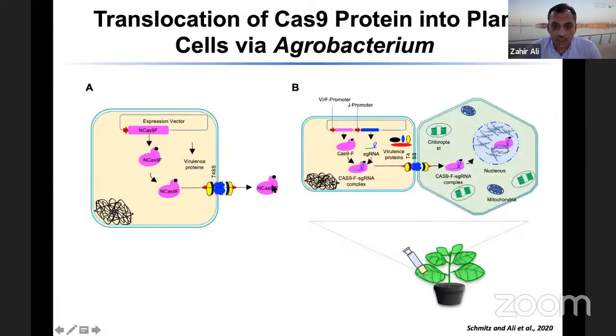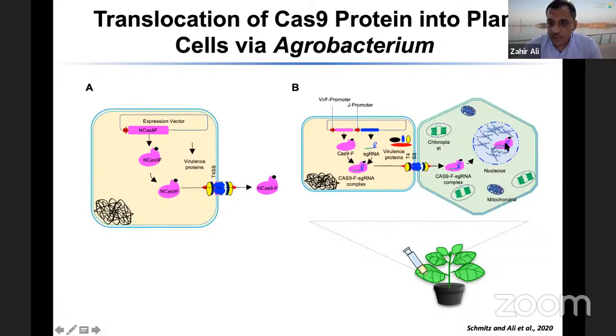And specifically, if we produce the sgRNA also, this complex is produced in agrobacterium, and as a complex, there is no DNA or anything else, only RNA and protein, and then it's translocated into the plant cell. And then it will go to the nucleus because it has the nuclear localization signal in the Cas9.